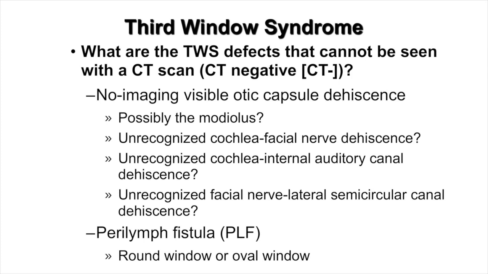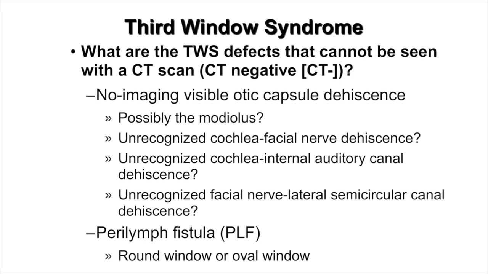Third window syndrome can also be caused by defects of the inner ear that cannot be imaged with the current resolution of our temporal bone CT scans. One such site could be the modiolus, the area where the nerves from the inner ear leave the cochlea and pass back toward the brainstem.